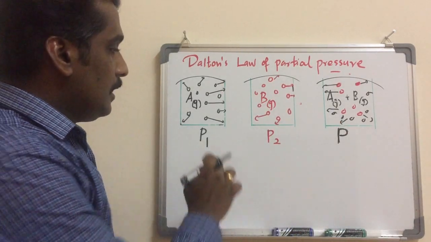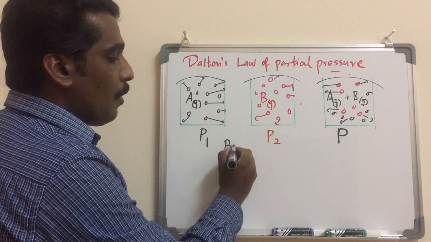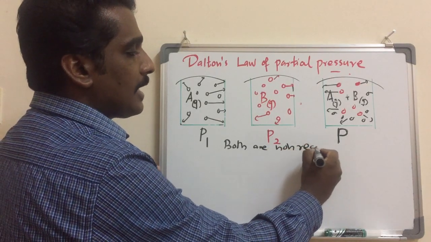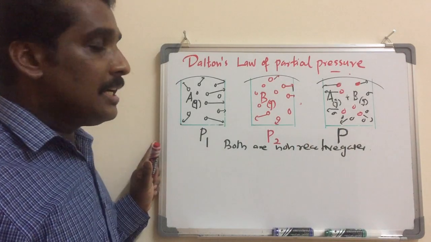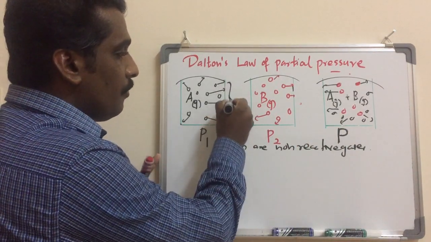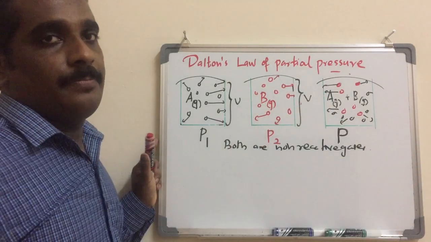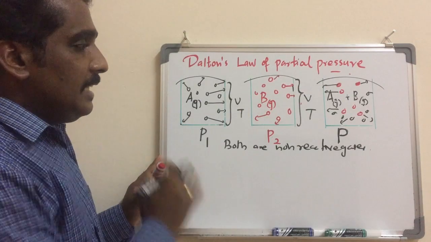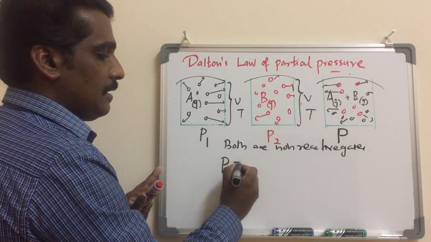One more thing, gas A and B are both non-reactive gases. This is the first condition. The second condition is that the volume of the gases is constant, as well as the temperature. Under this condition, what about the total pressure?